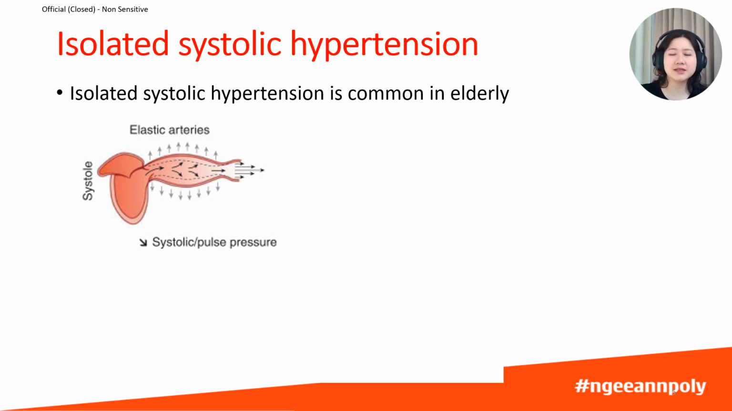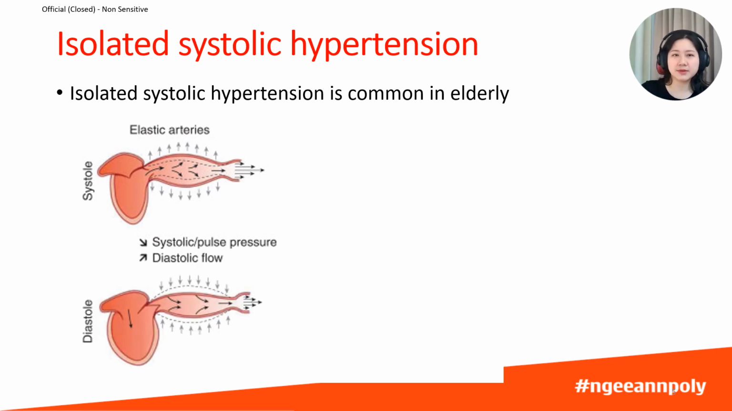In a young, healthy individual, the arteries are elastic. During systole, the heart pumps blood out at high pressure. The large arteries would then expand and absorb some of the pressure. During diastole, while the heart is relaxed, the arteries that have expanded will then recoil and push the blood forward.